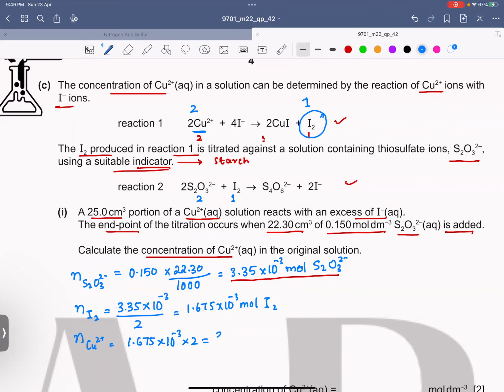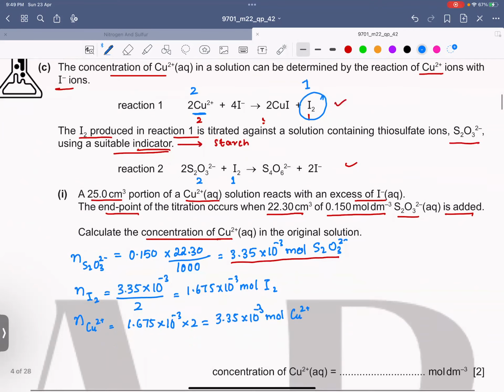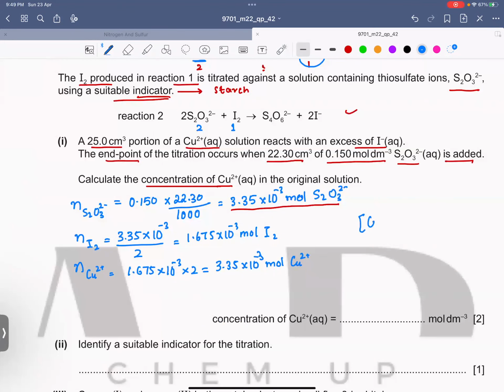So I'm going to get again 3.35 × 10^-3, and these are the moles of copper 2 positive ions, right? But I have to find the concentration of copper 2 positive ion. So the concentration of copper 2 positive ion is equal to 3.35 × 10^-3 moles divided by 25 cm³, the volume of copper used, divided by 1000. So I have to convert it into dm³. So can anybody tell me the answer?